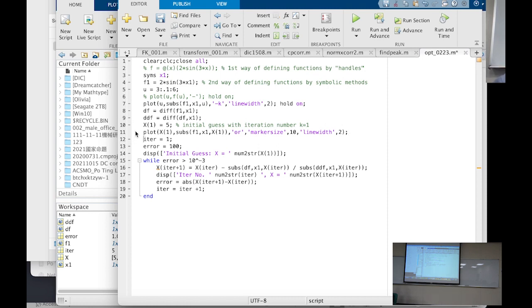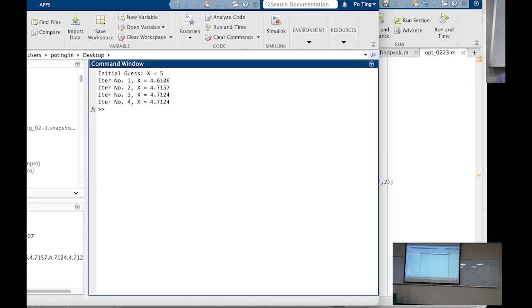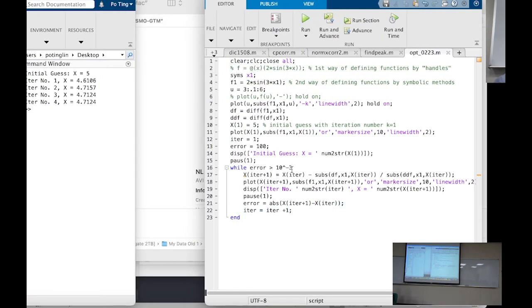Okay, and whenever I get a new point, I will plot out the position as well. So here I should say iter plus 1. Okay, and the procedure is going to be so fast. Let me make a pause, otherwise you won't see it. Pause 1 second. Okay, let's run the code. Okay, typo, pause.